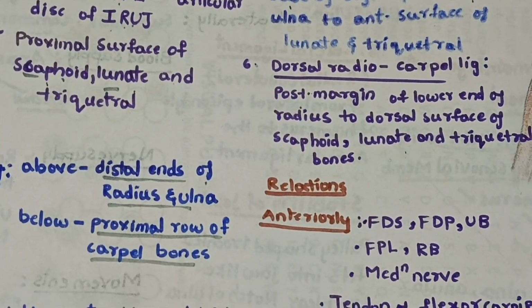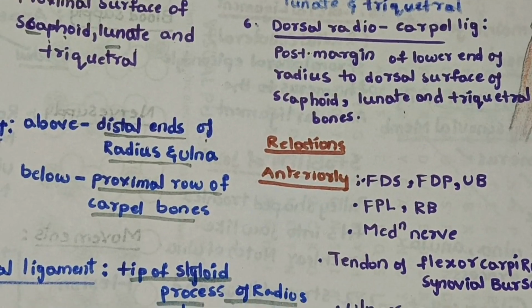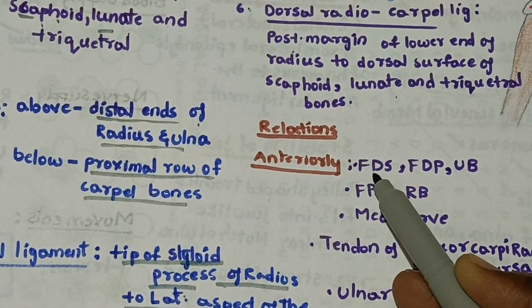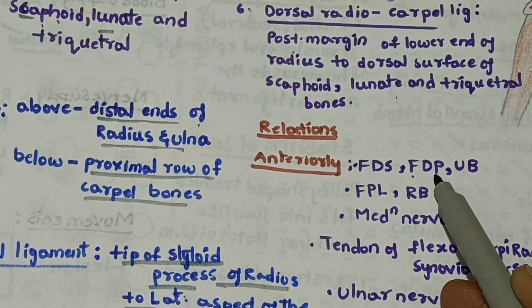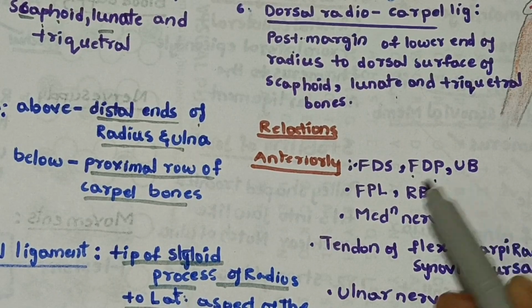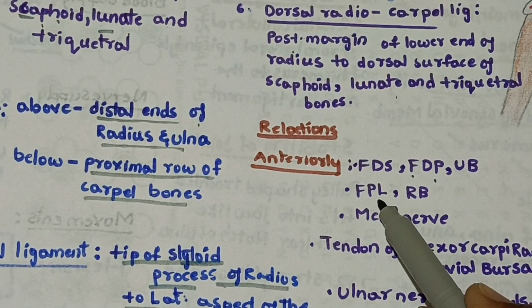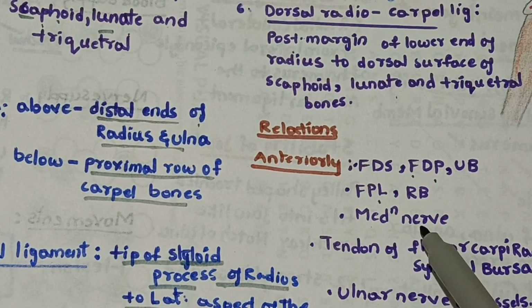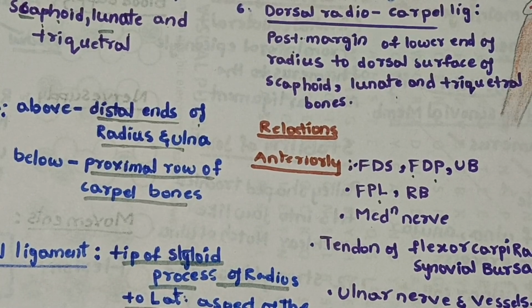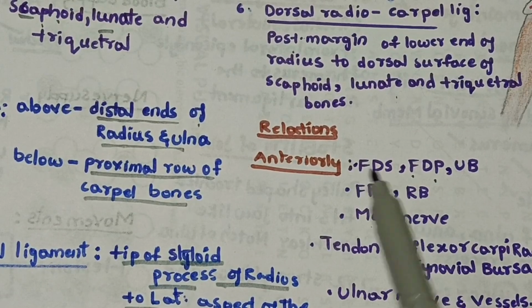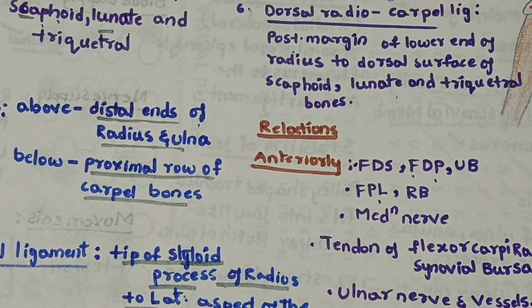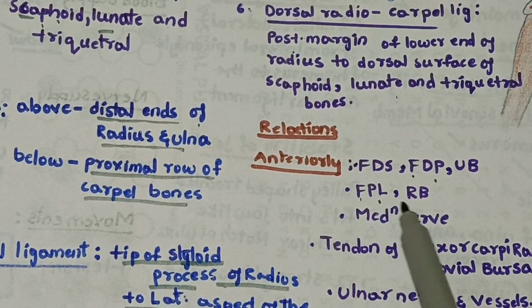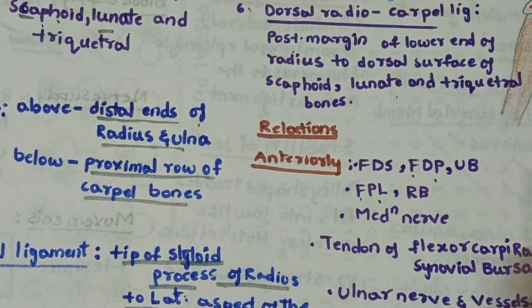And let's see the relations of the wrist joint. Anteriorly, flexor digitorum profundus, flexor digitorum superficialis, flexor pollicis longus and the median nerve. These are the main tendons and nerves that are present anterior to the wrist joint.